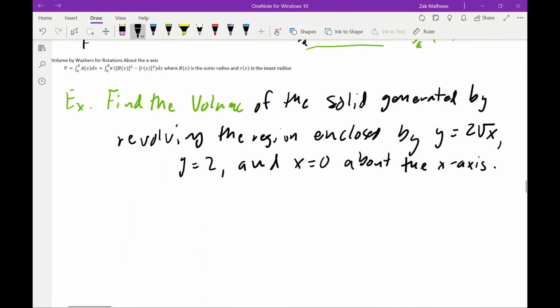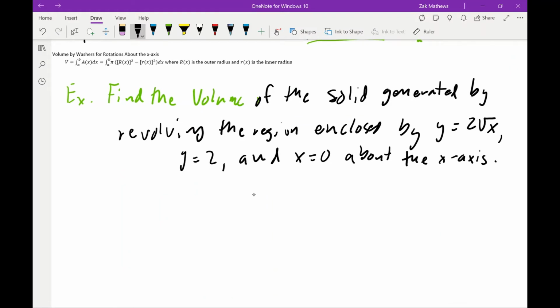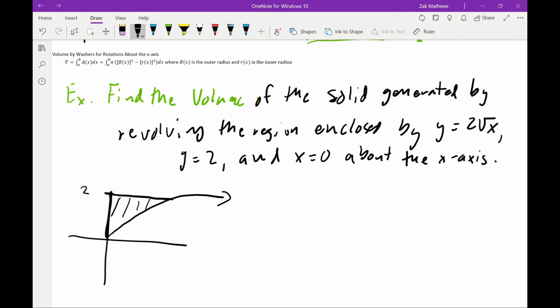Right, so let's start with our picture. 2 square roots of x, just be a square root of x that's a little bit taller. Y is equal to 2, be somewhere up here. And x is equal to 0, meaning this would be our third side. So we're looking at this figure in here. We're revolving that around the x-axis.